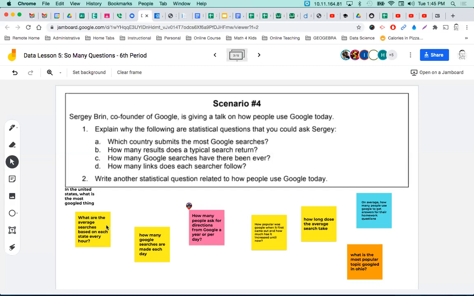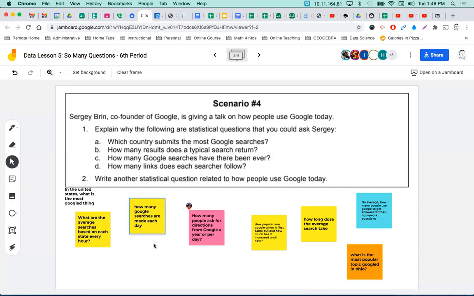What are the average searches based on each state every hour? It's a very specific question. But if you were to look at it throughout the day, it would be interesting to see what people Google in the mornings, in the middle of the day, and then afternoon and evenings. I'm sure it changes, and I'm sure we'd be really disturbed by what people Google late at night.